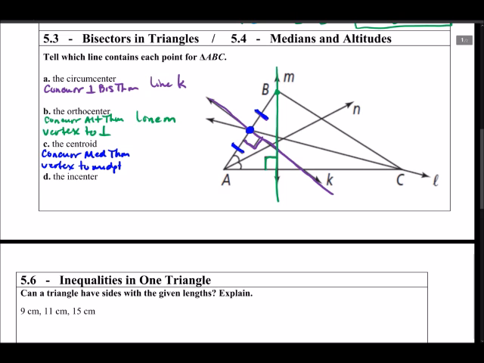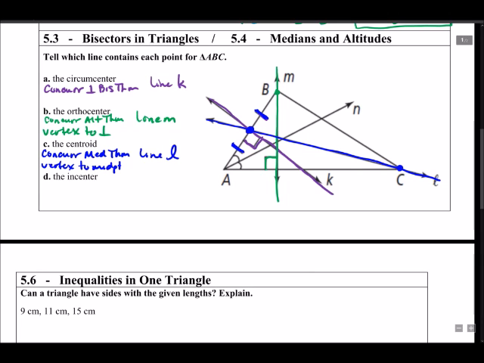So do we have a line that goes through that midpoint from a vertex? Yes, we do. So line L is a median, so somewhere on that median is the centroid. We'd find our other medians and find where they intersect.